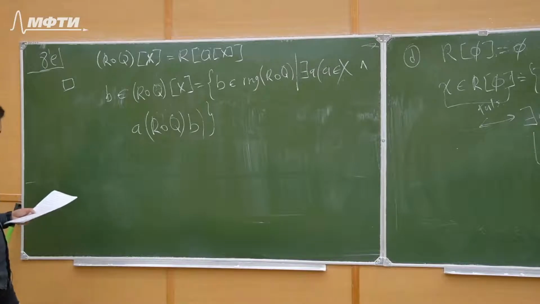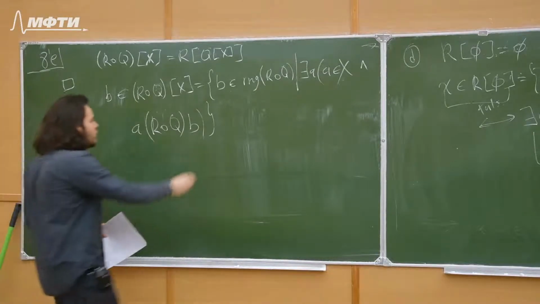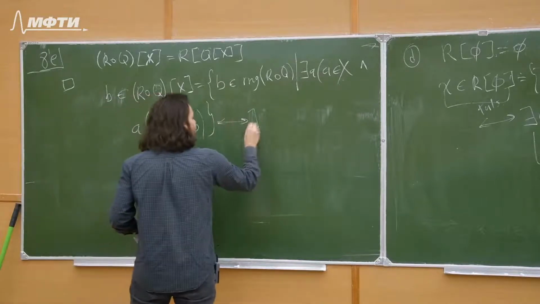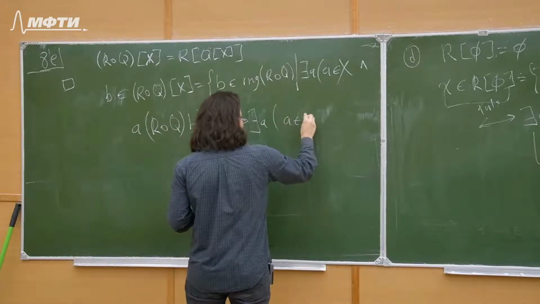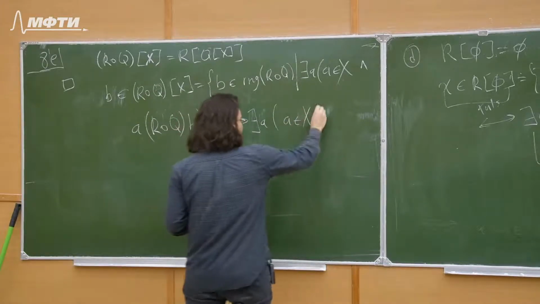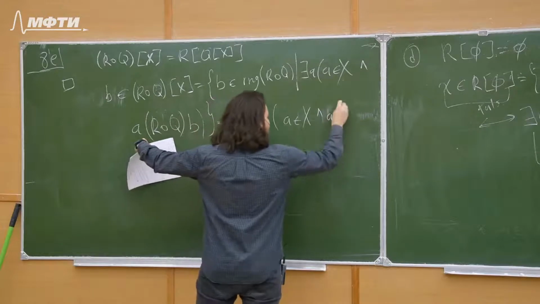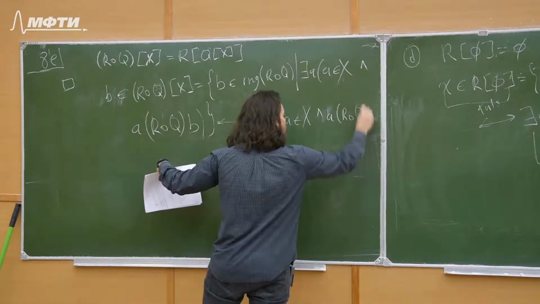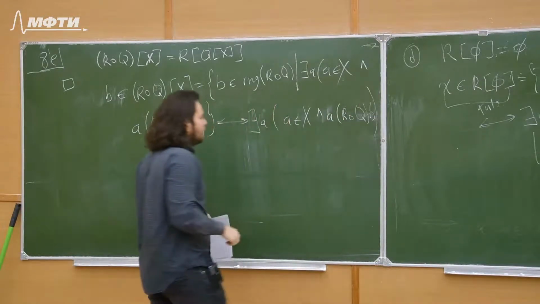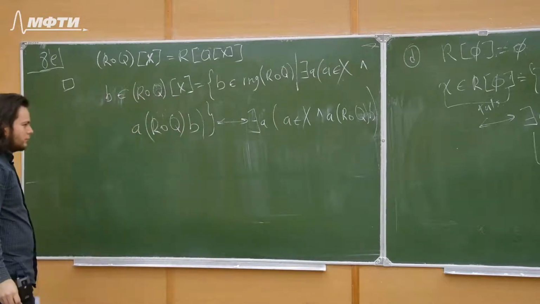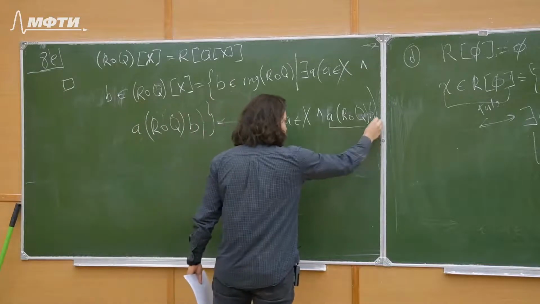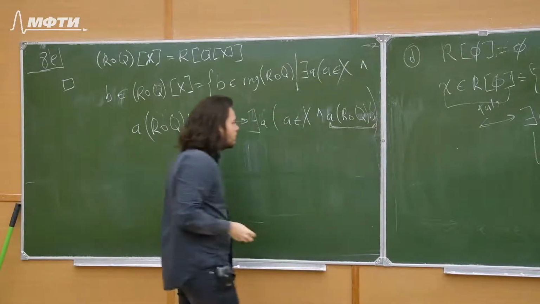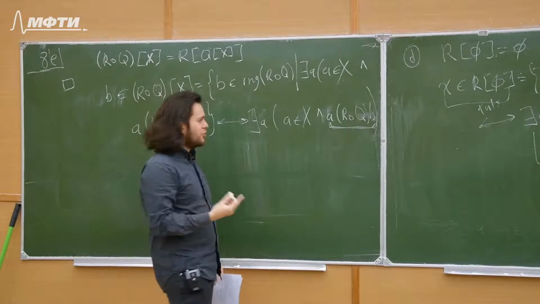Now, what do we know? This is true if and only if there exists some A such that A is a set, A is an element of X, and A R composition Q B. Now we have to look at the definition of the composition.